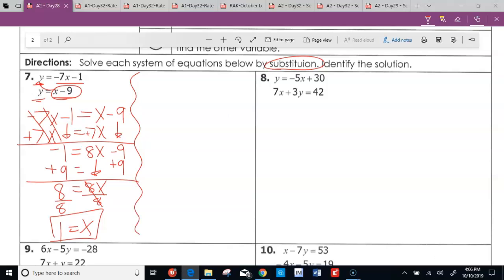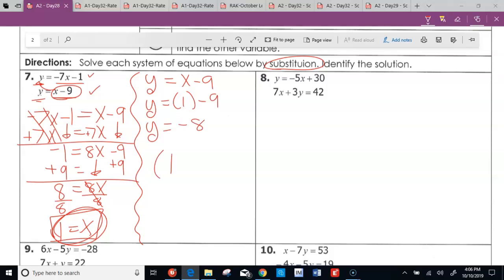But I still need the second part, which is going to be the y value. I have two equations that both equal y. I can pick either one I want. I'll take the second equation because it has less steps. Y equals x minus 9. So now I will substitute the one that I got down here for x. So I get y equals 1 minus 9. And when I do this math, 1 minus 9 is negative 8. So my solution is x is 1, y is negative 8. And I can always verify that through graphing.